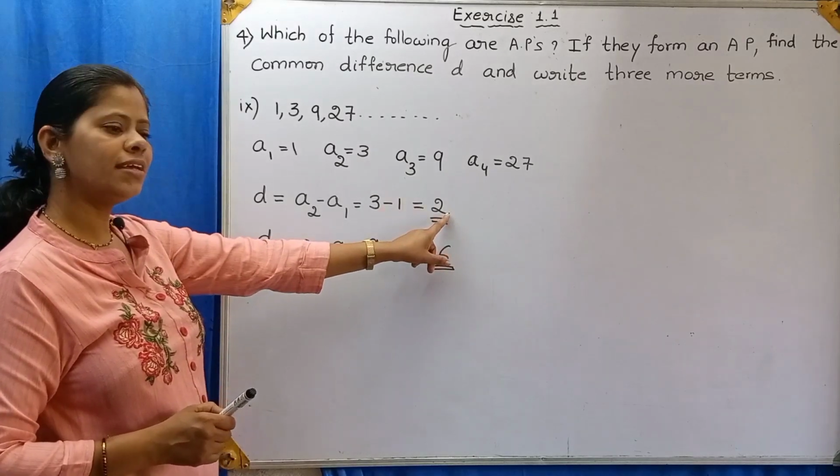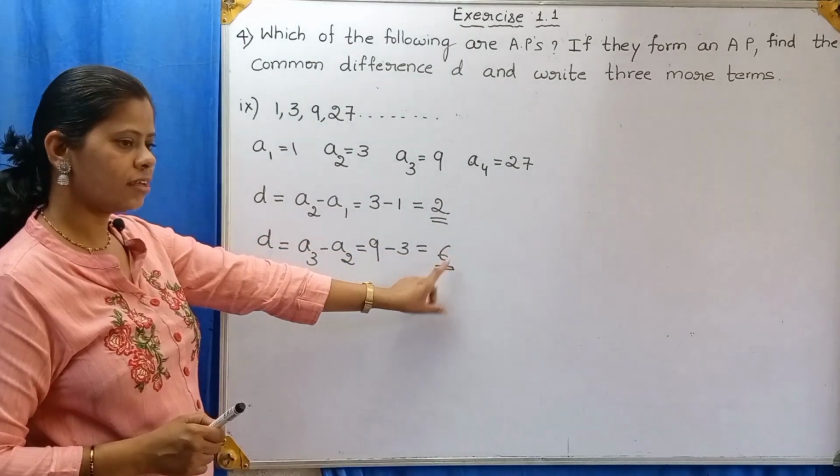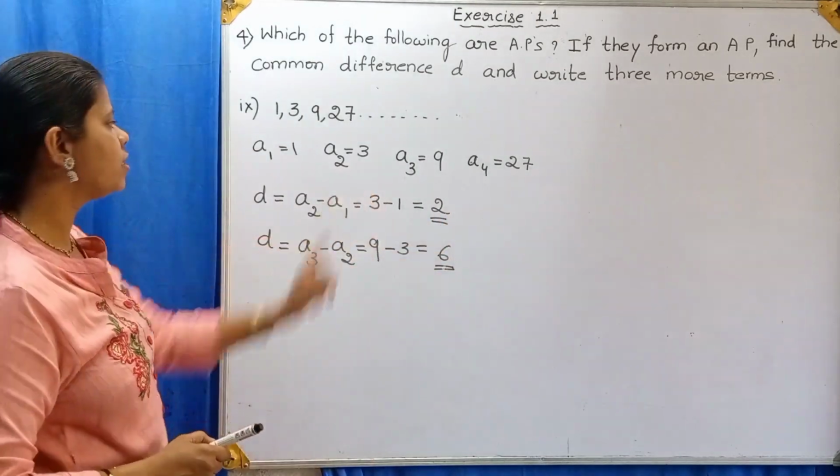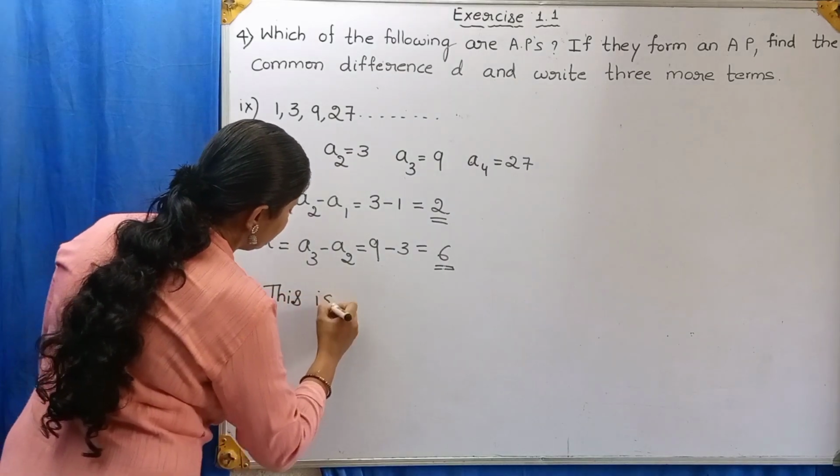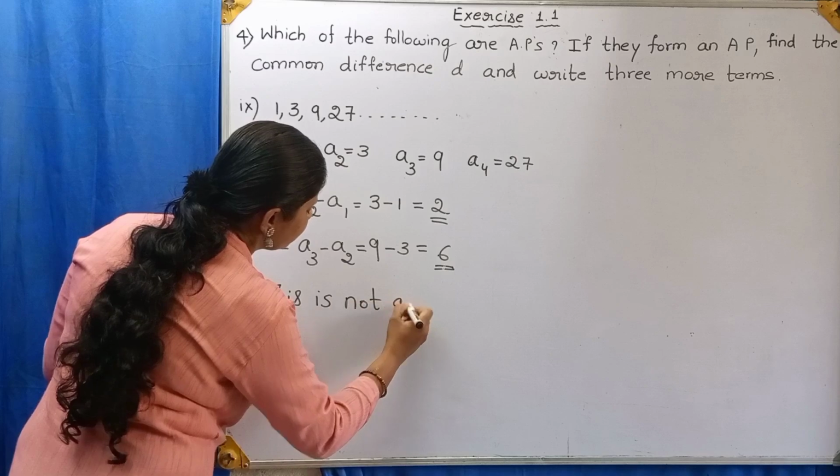Now D, here it is 2 and here it is 6. Both are not same. Therefore, it is not an AP. This is not an AP.